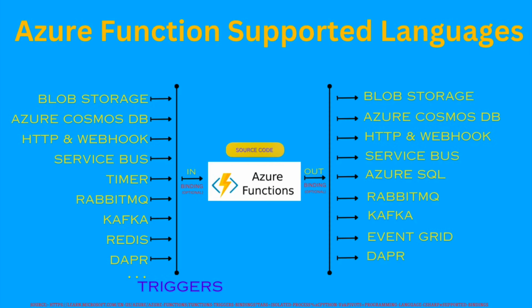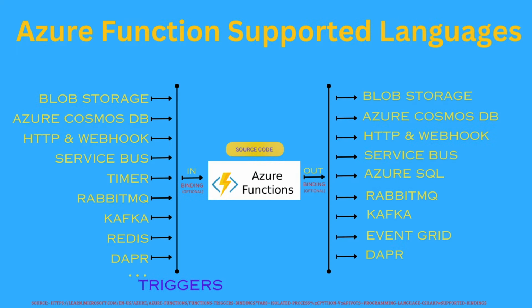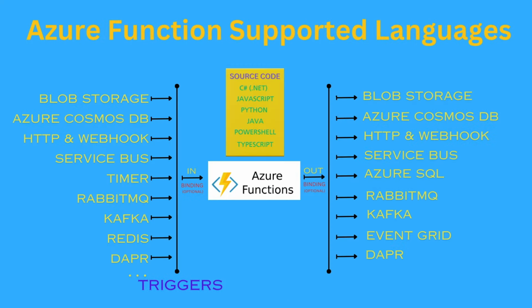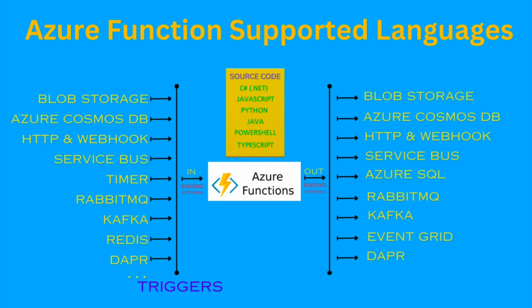Now let us understand the supported coding languages that we can run on Azure Function. We have almost all the major languages used in the industry that we can run on Azure Function, like C Sharp, JavaScript, Python, Java, PowerShell, and TypeScript. We can use any of these languages. We can create our Azure function, execute whatever we wish to, and push the output to any of the Azure services.